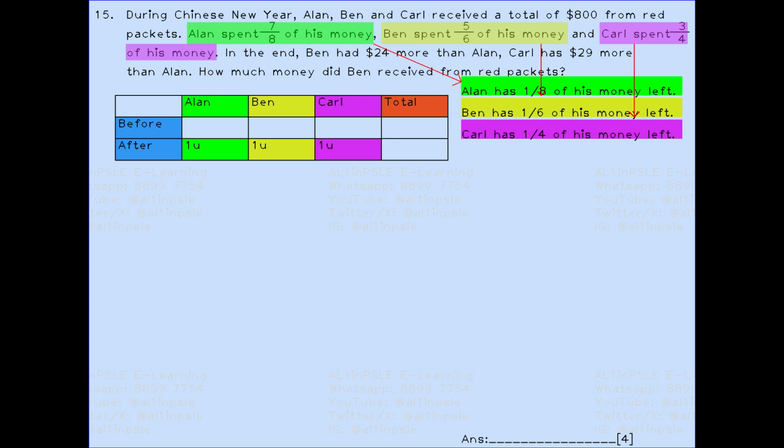The question told us, in the end, Ben had $24 more than Alan. Carl has $29 more than Alan. Well, that means Alan is left with 1 unit. For Ben, he has 1 unit plus 24 left. For Carl, he has 1 unit plus 29 left.